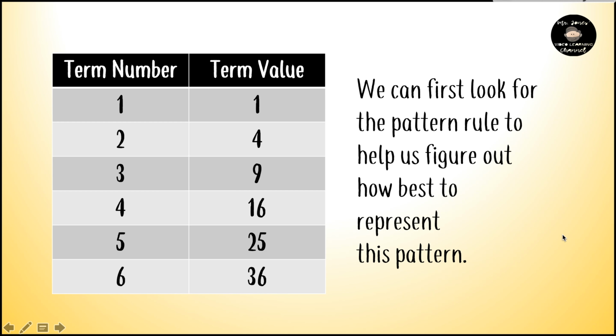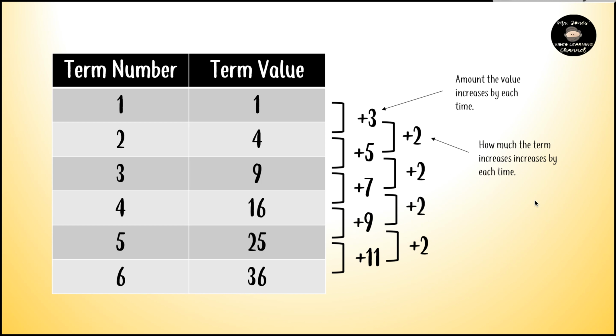And we can try and figure out the pattern rule of the pattern in this table first, and that'll help us decide how best to represent this pattern. So a couple things to note with this pattern. It is a growing pattern, but it increases by different amounts each time. So going from term 1 to term 2, it increases by 3, then 5, all the way up to 11. And there's sort of a pattern to that growth, because each time the amount you add to each term increases by 2.